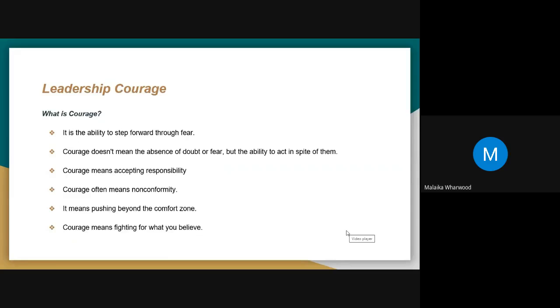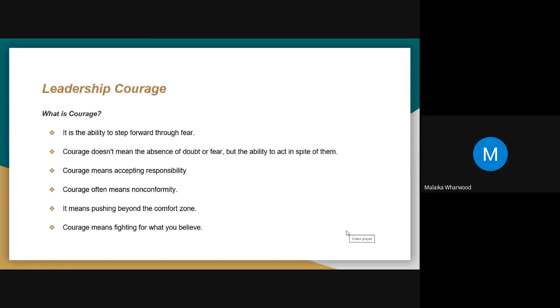Courageous leaders, in my opinion, will create opportunities to make a difference, whether it's in their organization or in their community. Then we have courage often means non-conformity. Leadership courage means going against the grain, breaking traditions, reducing boundaries, and initiating change. Leaders are willing to take risks for a larger ethical purpose, and they encourage others to do so.